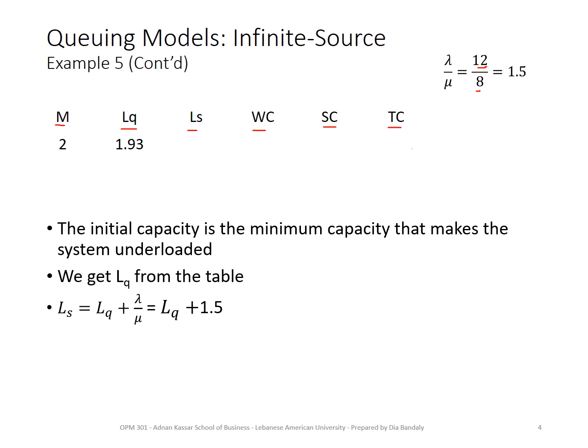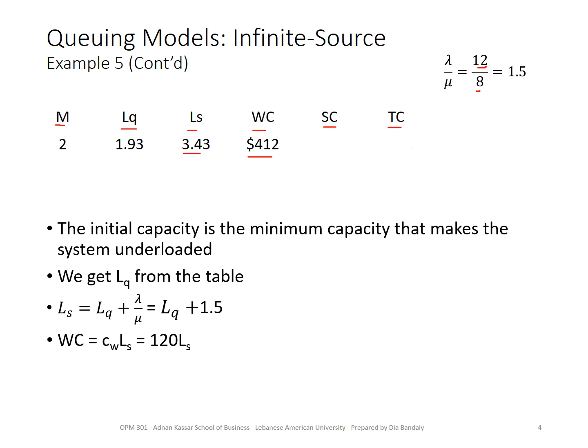Lambda over mu is constant, it doesn't change with every row, right? Because in every row I'm changing m, I'm not changing lambda and mu. So it's always equal in all my calculations. LS is LQ plus 1.5. So in the first row, for m equal to 2, my LS will be equal to 3.40, which is 1.93 plus 1.5. What about the waiting cost? My fourth column, it's equal to CW times LS. So it's always equal to 120 times LS. LS is already found, so multiply that by 120, we get 412.